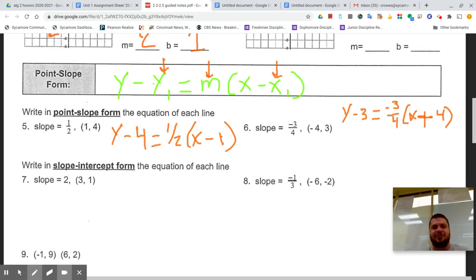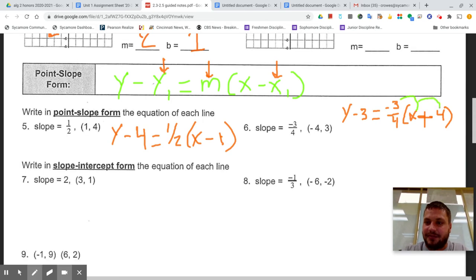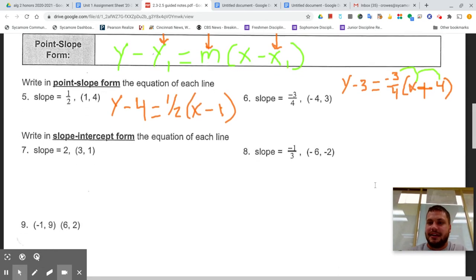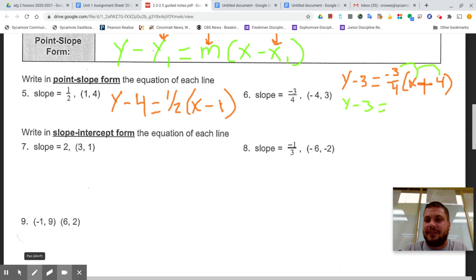Okay, what if they ask you to take this thing in point slope form and transition it to slope intercept form? Okay, all you need to do is distribute and then get the y by itself. So if I wanted to, it's not asking me, I'm just showing you this. Okay, if you were asked to do that, you would distribute. So you still have your y minus 3 equals negative 3/4 times x is, of course, just negative 3/4 x. Negative 3/4 times 4 is negative 3.